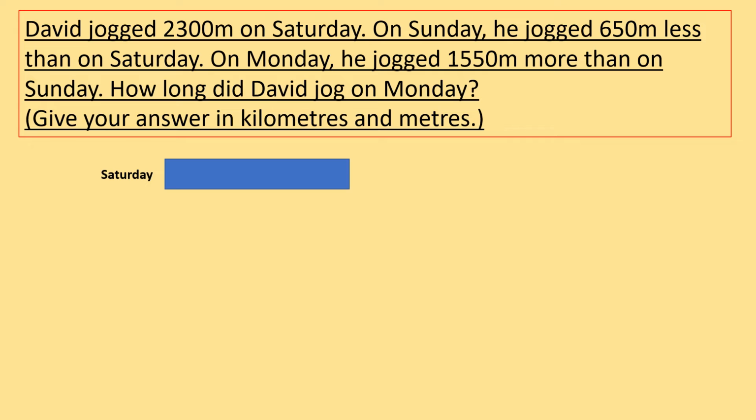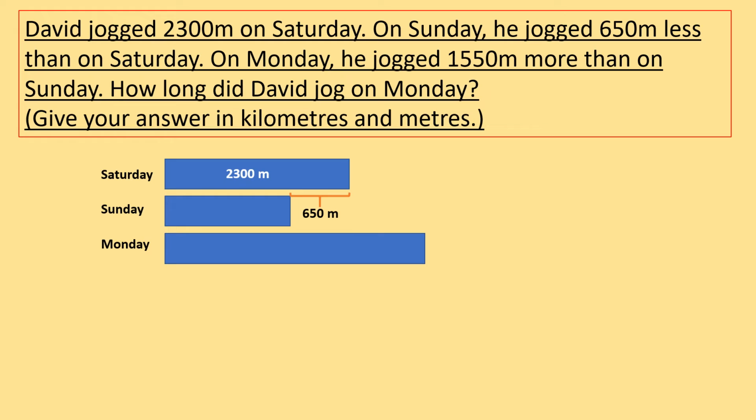So Saturday, 2,300 meters. That's one block. And Sunday is actually 650 meters less than on Saturday. So the Sunday's block should actually be smaller than Saturday's block. So a smaller block. And this difference over here would actually be what? Yes, 650 meters. And on Monday, it is actually 1,550 meters more than on Sunday. So this part over here should be 1,550 meters. So how long did he actually jog on Monday?